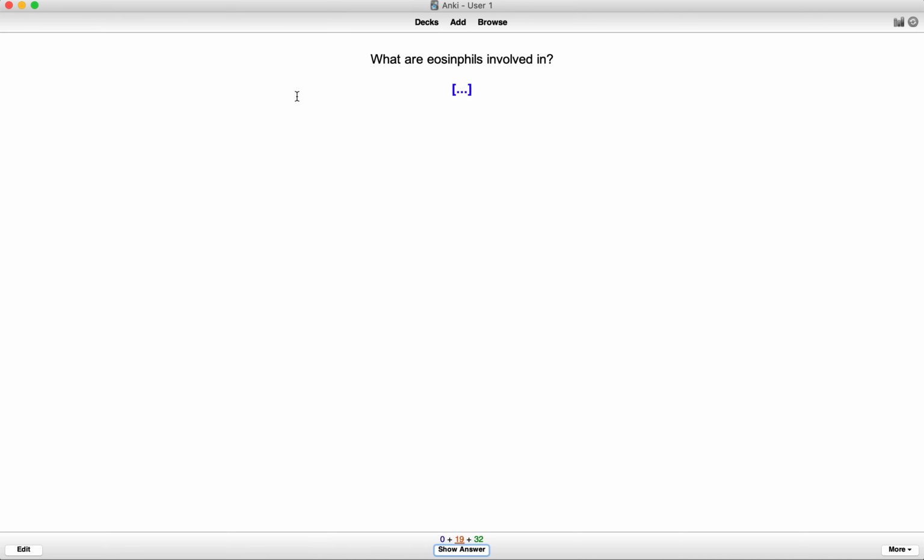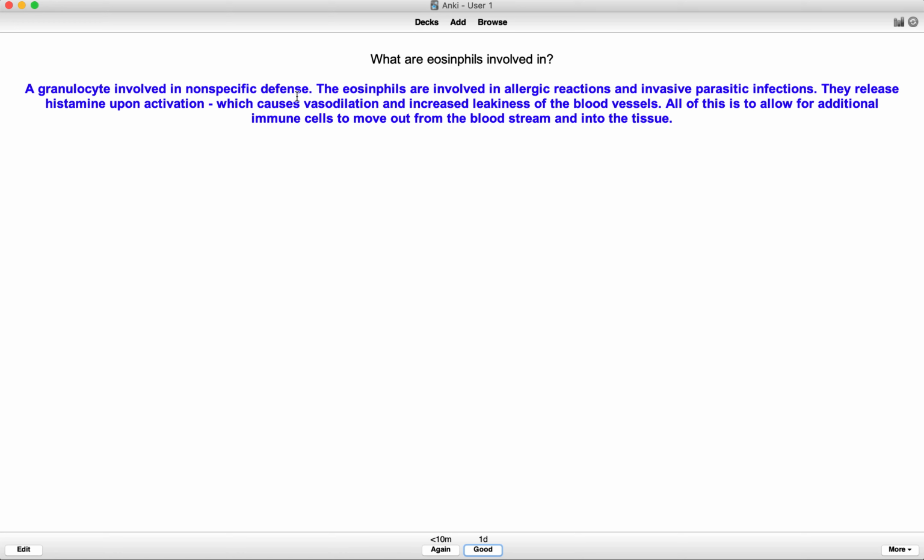Eosinophils. What are eosinophils involved in? It's a granulocyte involved in non-specific defense too. This is the one involved in allergic and parasitic infections, where it causes release of histamine, which increases leakiness of the blood, and vasodilation, which causes immune cells to move out quicker into the tissue.